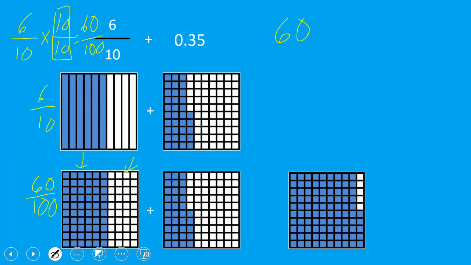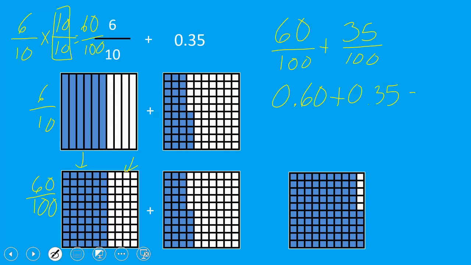So what I tell people is, you know what? Either do it in fraction form or do it in decimal form, whatever makes you happy. They're the same thing. You got 60 hundredths plus 35 hundredths. You're going to get the same answer. They're just going to look different. One will be a fraction, one will be a decimal.